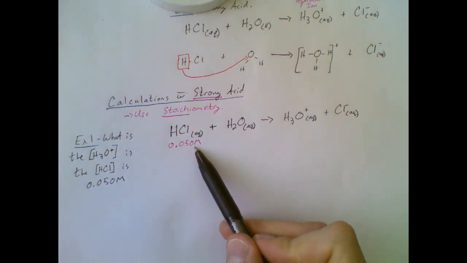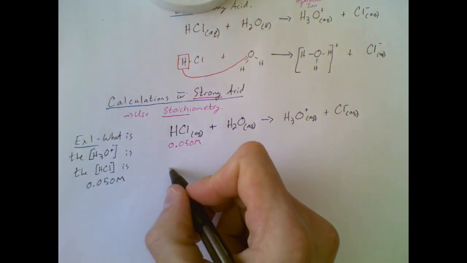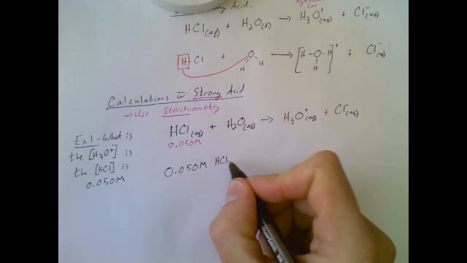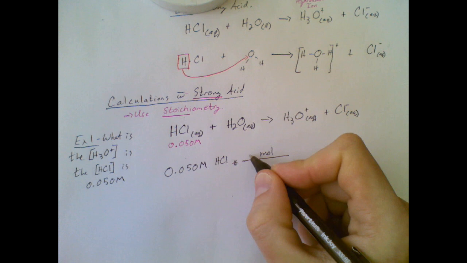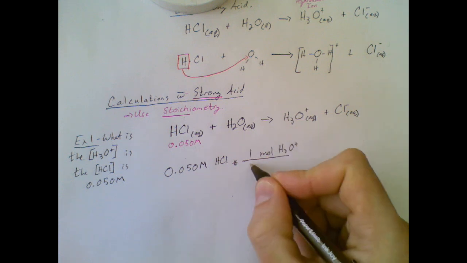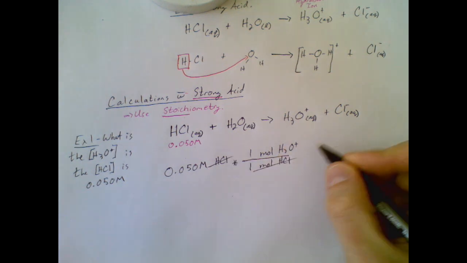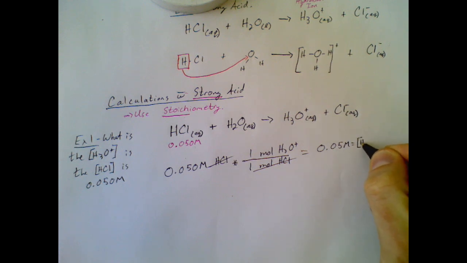So we would go to moles, but this is a molarity, so that's good enough. And now we're going to use our molar ratio. So we're going to take our 0.050 molarity for HCl and multiply by the molar ratio. For every 1 mole of H3O+, there is 1 mole of HCl. That gets rid of my HCl's. And the concentration of H3O+ is 0.050 molarity. Let's keep in mind our sig figs here.